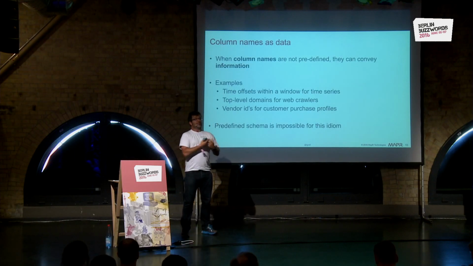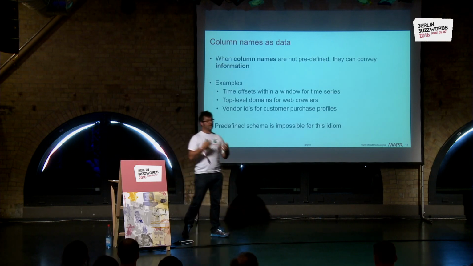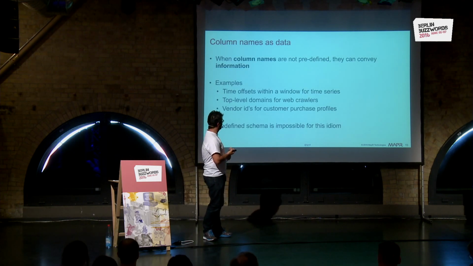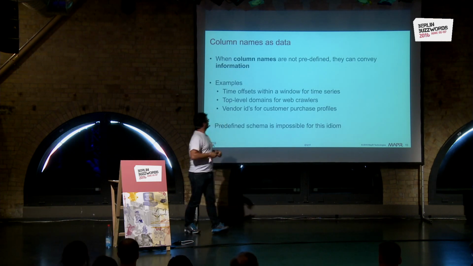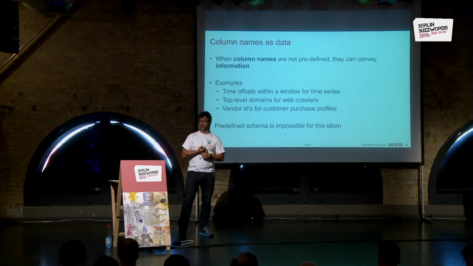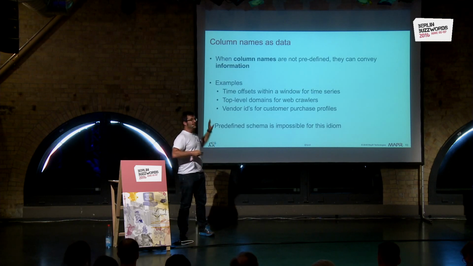So one of the nice parts about NoSQL, the column names are not predefined. So the list of attributes, the list of columns are not predefined. So you can use that as an information. So you can, for example, use a time offset as a column name to store the information. So let's see with a concrete example.